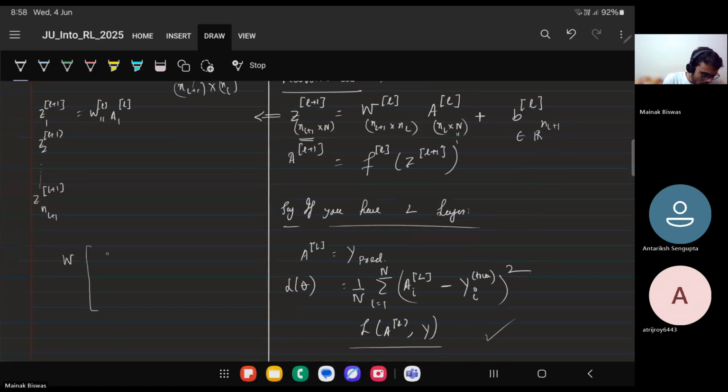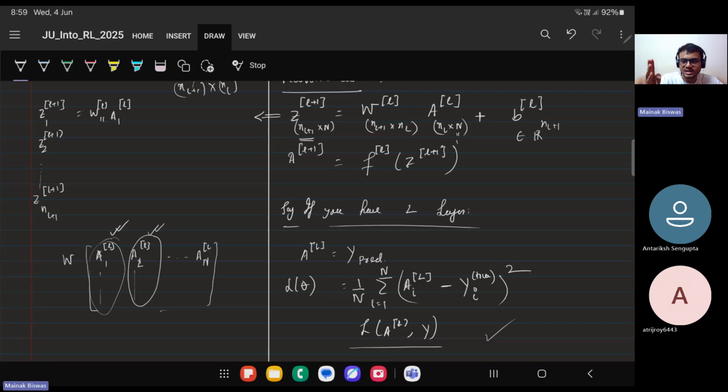W A_L: training example 1, training example 2, dot dot dot, training example capital N. This is just a linear combination of the columns, isn't it? So you independently take a linear combination across all the columns and you get N independent outputs. So if you have 100 training examples versus 10,000 training examples, the equations remain the same, isn't it?